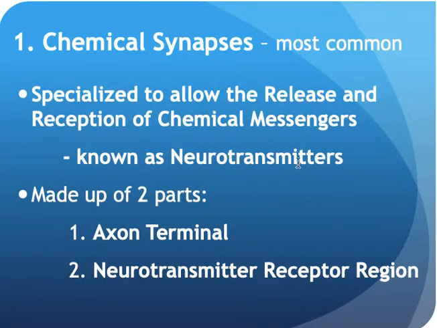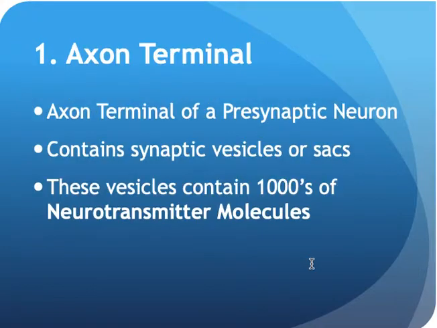So these are going to be my neurotransmitters, and they're going to be made up of two parts. You have an axon terminal. This part's a little more review from the muscle chapter. And then we're going to have this neurotransmitter receptor region. So this is my axon terminal. The axon terminal of a presynaptic neuron contains synaptic vesicles, or sacs, and they're going to contain thousands of neurotransmitters.